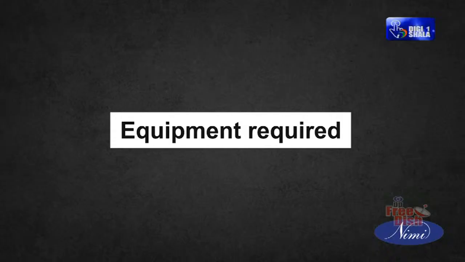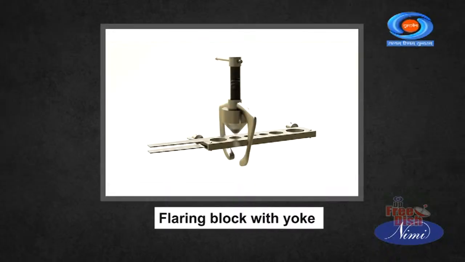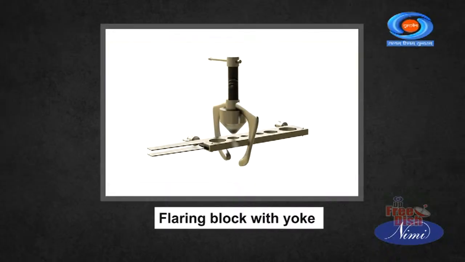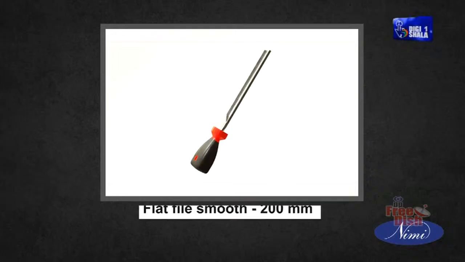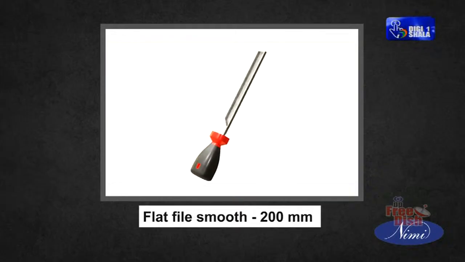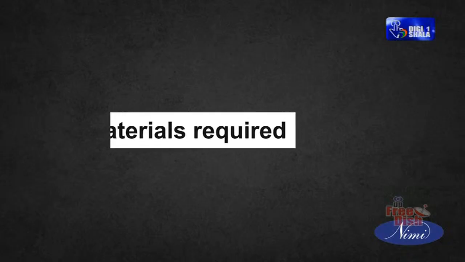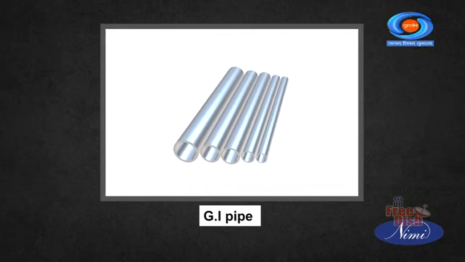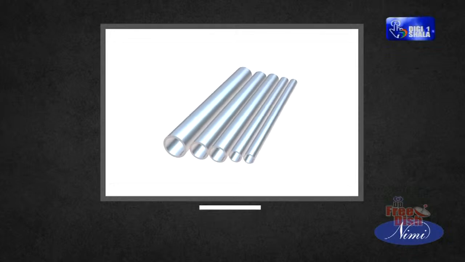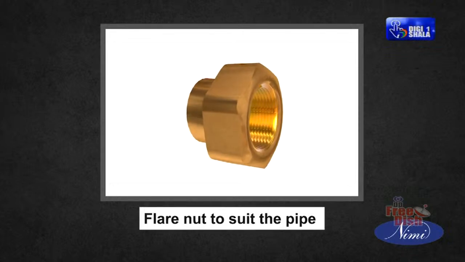Equipment required: flaring block with yoke, flat file smooth 200 mm. Materials required: GI pipe, flare nut to suit the pipe.